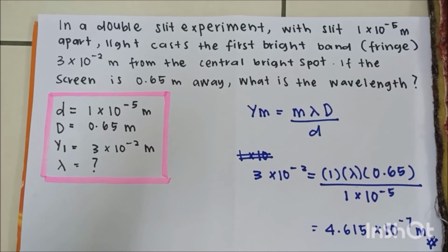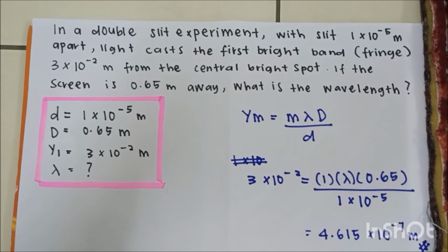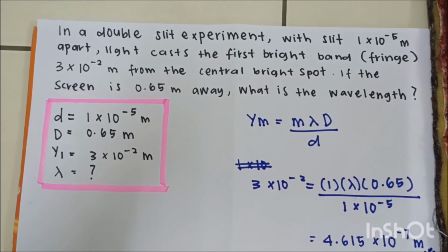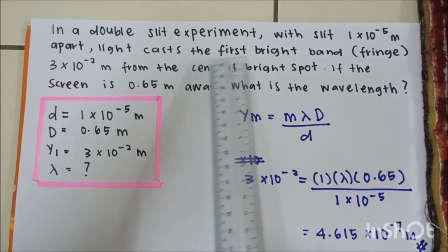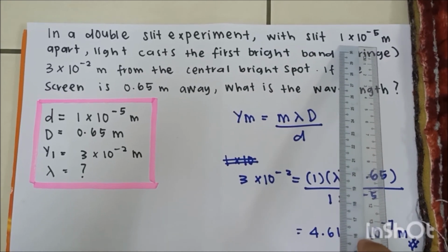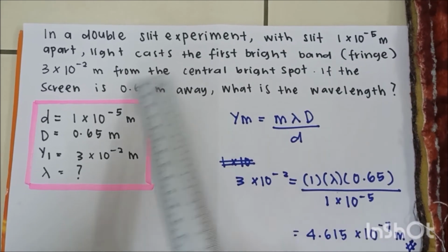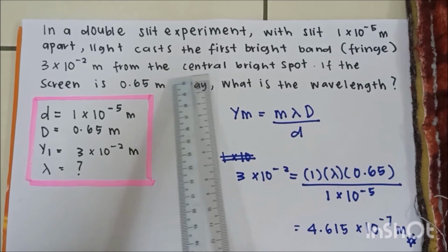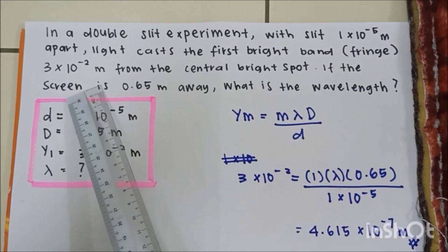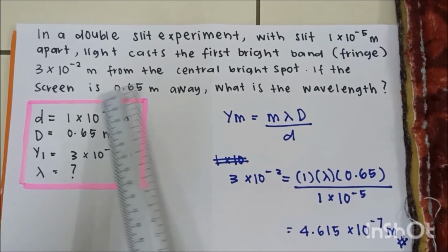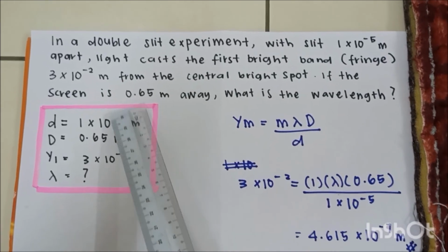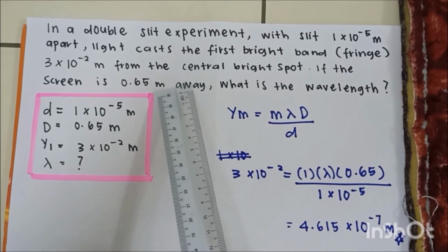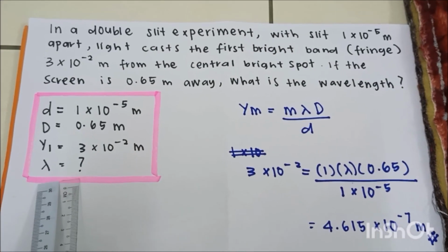Okay, so we will continue with question B. Let me read the question first. In a double slit experiment, if slits are 1 times 10 to the power of negative 5 meter apart, light casts the first bright fringe 3 times 10 to the power of negative 2 meter from the central bright spot. If the screen is 0.65 meter away, what is the wavelength?